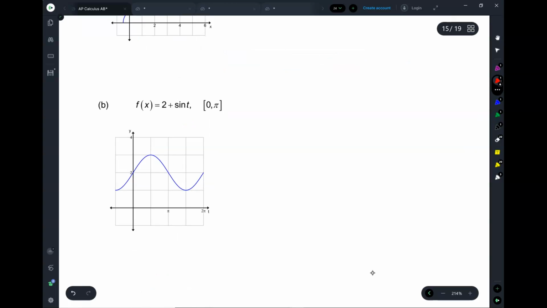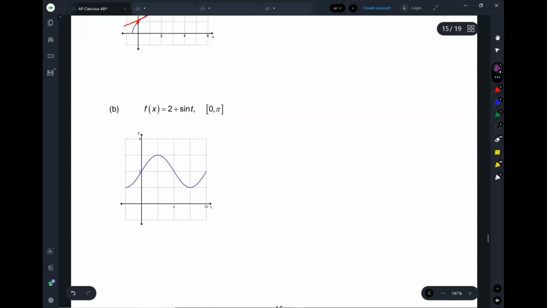Okay, so let's do another one. Yes, we're going to have some trig functions in there. So the interval is 0 to pi, so we're going to do f of pi minus f of 0 all over pi minus 0. F of pi, let's just plug it in. Let's take our time. It's 2 plus sine of pi minus 2 plus sine of 0 all over pi.